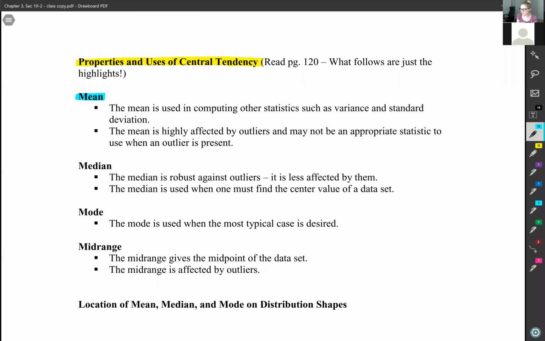Okay. So the median, like it says, it's robust against outliers. It is less affected by them. So like we just said, sometimes the median is preferred over the mean because of that. And then the next thing is the median is used when one must find the center value of a data set. So anytime we were using the median up above, we were just finding that center value when we listed the data.